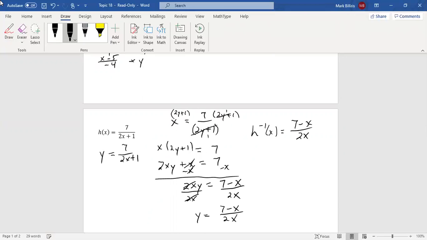Again, there's multiple ways to write the answer. The other thing that I can do is rewrite that into two separate fractions. So it'd be 7 over 2x minus x over 2x. And I can reduce. The x goes into the x one time. So that would give me, as a possible other alternative, 7 over 2x minus 1 over 2. Either answer is acceptable.